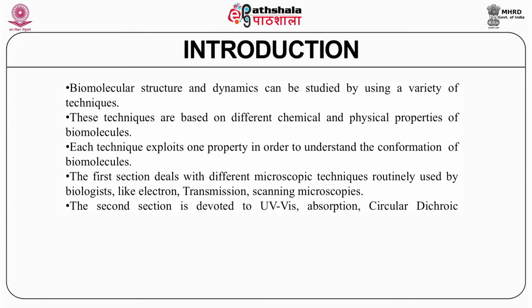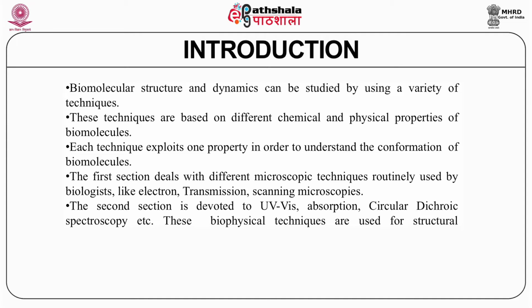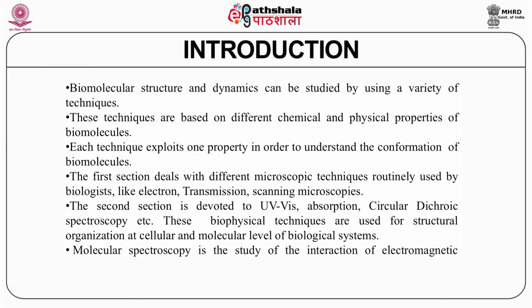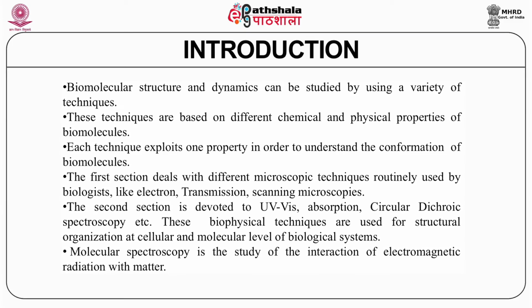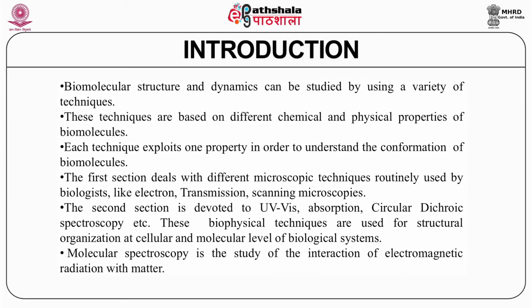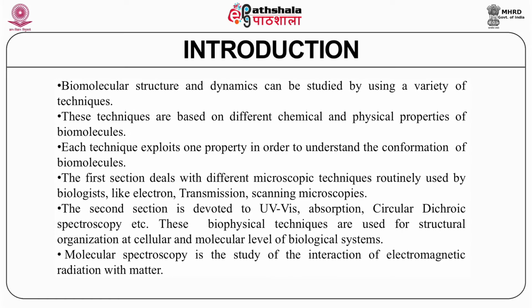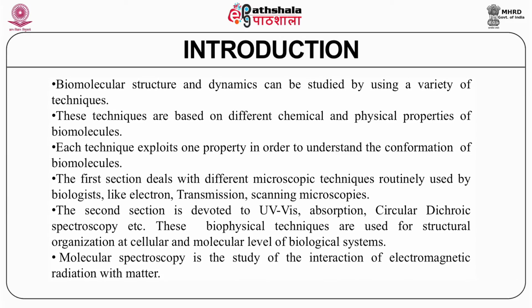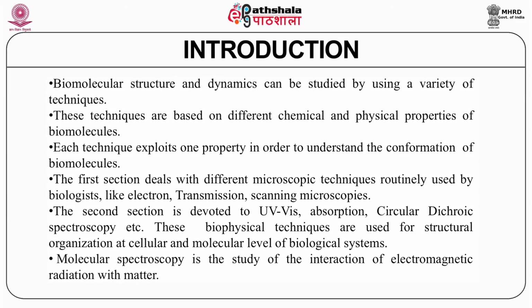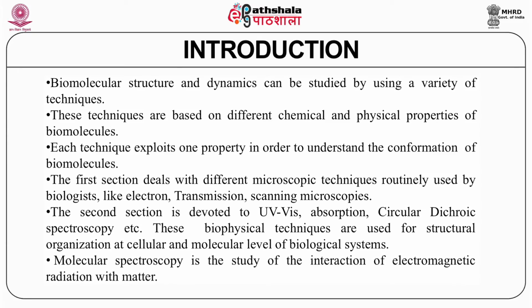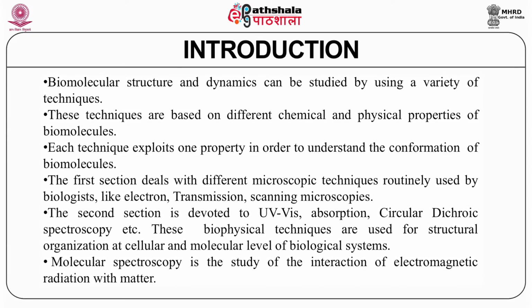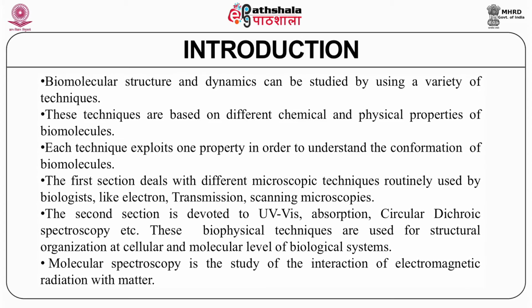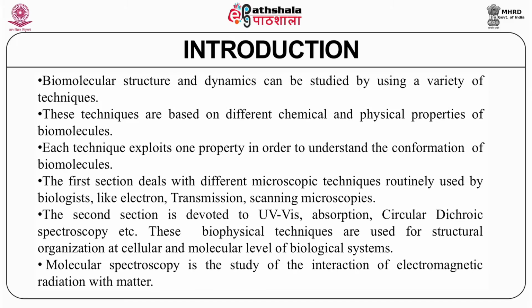Now, the first section is devoted to different microscopic techniques which are usually used by the biologist: light microscopy, electron microscopy, transmission microscopy, scanning microscopy. The second section we will start with the various absorption spectroscopy: UV visible, then circular dichroic spectroscopy, fluorescence, and so on and so forth. The main purpose of these techniques is to understand the structural organization both at the cellular level and molecular level of all these biological systems.